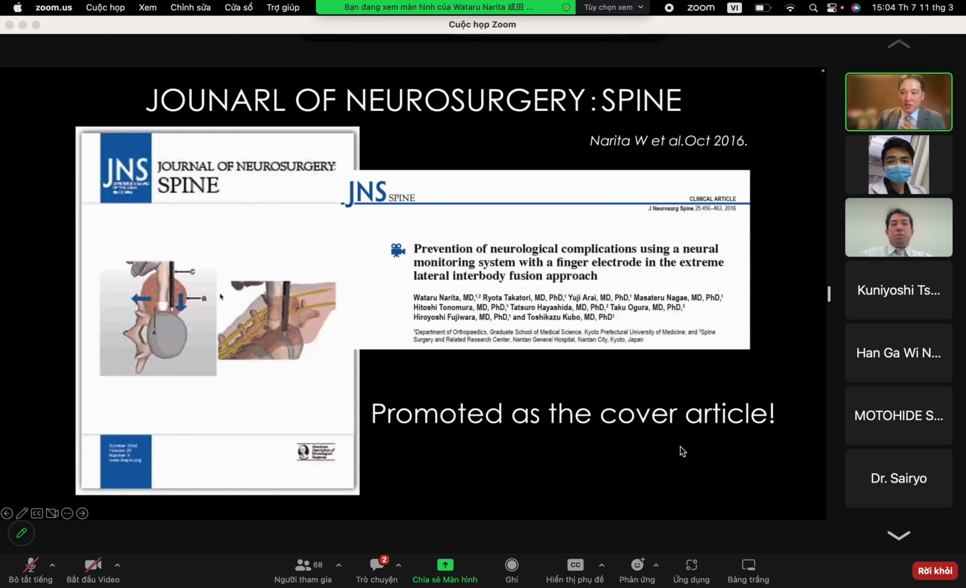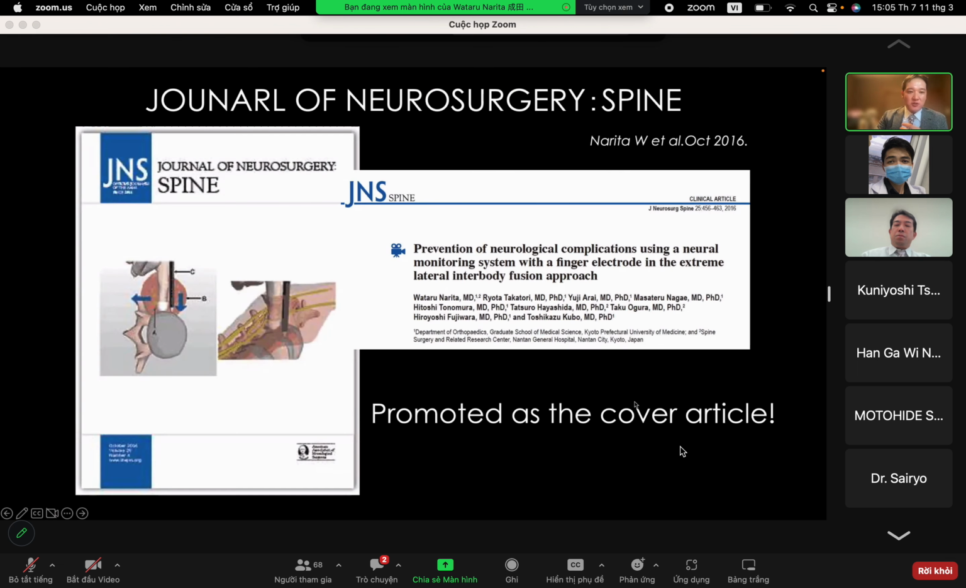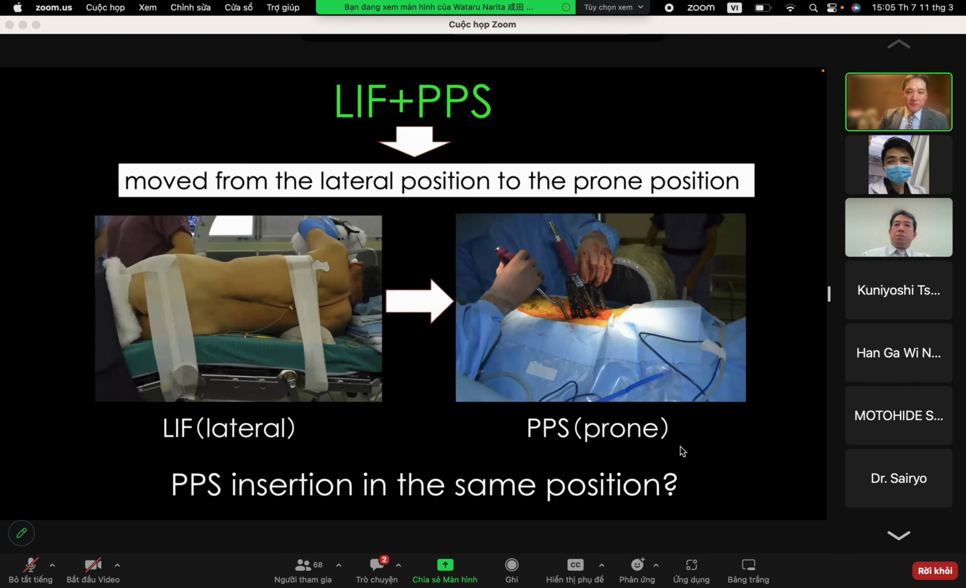This is a neurosurgery paper. The paper was a cover article and was promoted. It is a very good work of mine, but it is not used in clinical use. And so normally after LLIF, the patient is moved, changing position from lateral to prone.